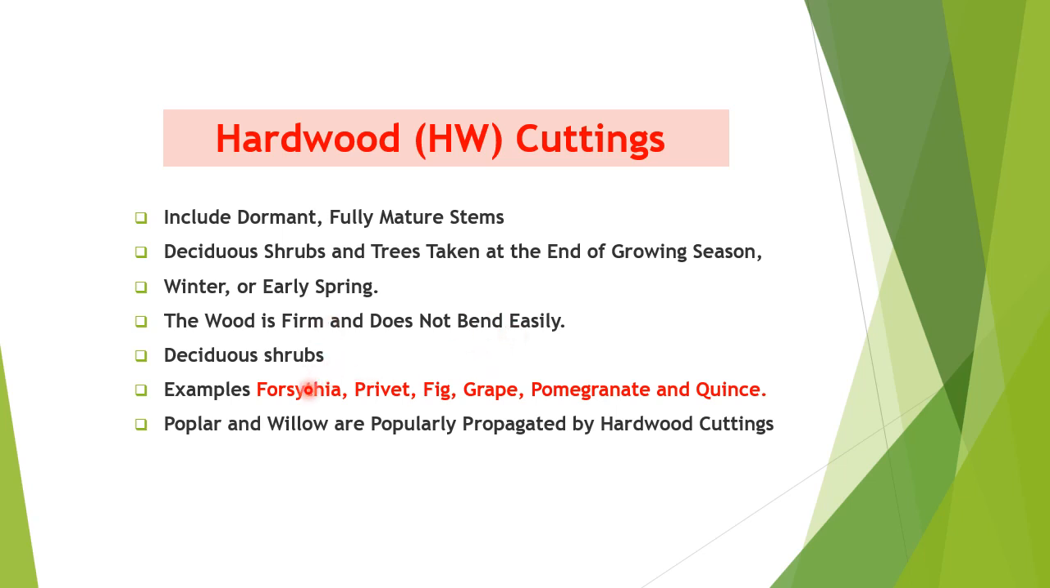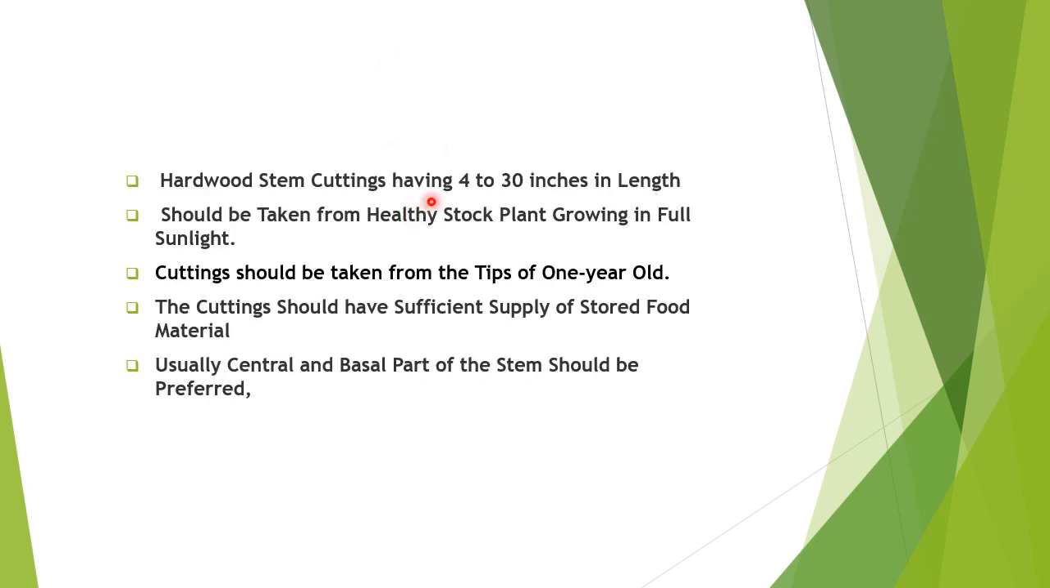These are some of the shrubs and plants which have hardwood cuttings. Poplar and willow are popularly propagated by hardwood cuttings. Privet, fig, grape, pomegranate, and quince also have hardwood cuttings. Hardwood stem cuttings of 4 to 30 inches in length are collected, and should be taken from a healthy stock plant growing in full sunlight. Cuttings should be taken from the tips of 1 year old wood.